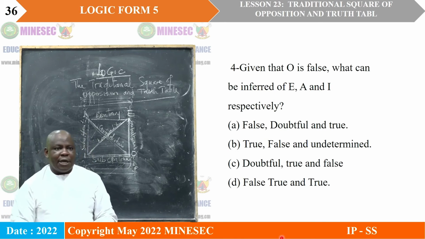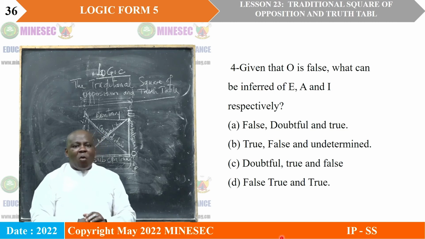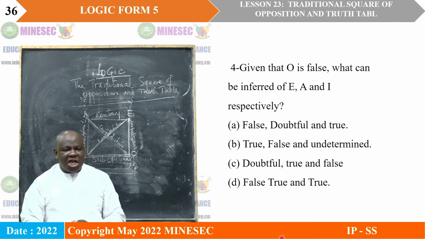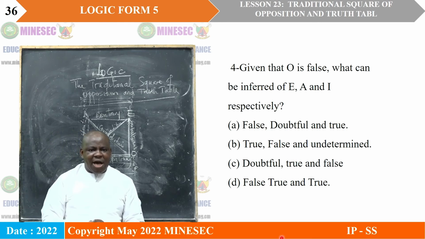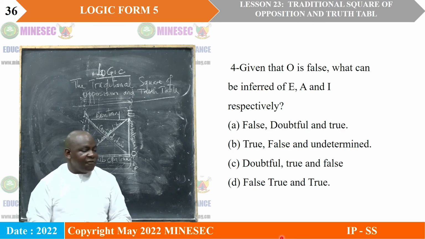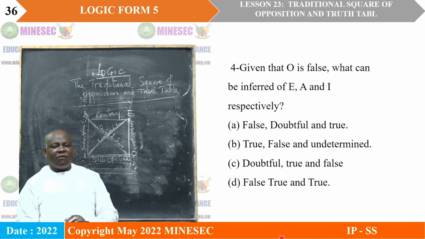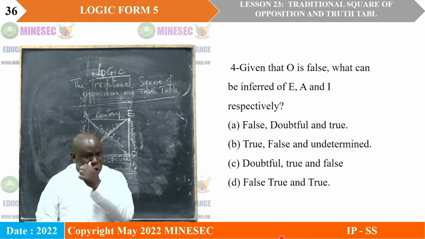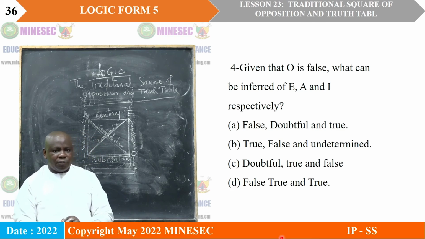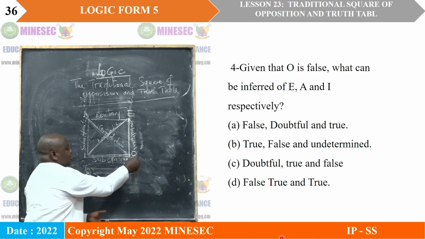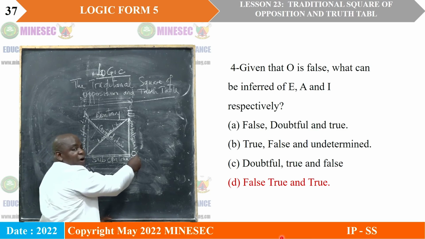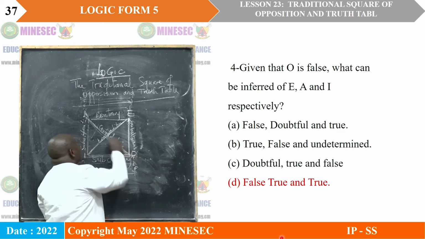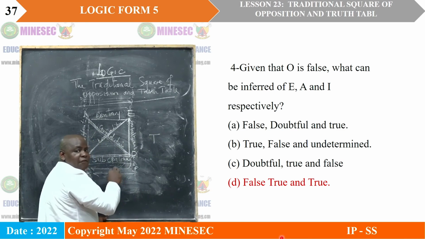Number four, given that O is false, what can be inferred to E, A, and I propositions respectively? The options are: false, doubtful, true; true, false, undetermined; doubtful, true, false; false, true, true. Now, if O is false, what will be our answer? When O is false, E will be what? E will be true.